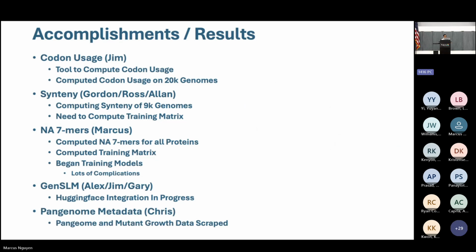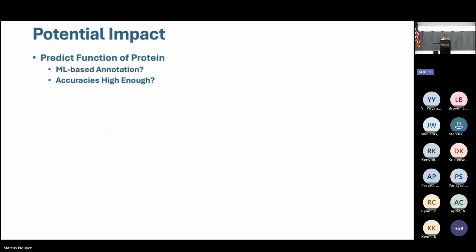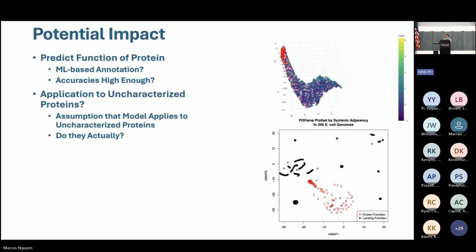Chris was the one that had that entire pan-genome metadata vector, and he finished data scraping for 2 of those 16 data sources. Potential impact would be gene function. Can we do an ML-based annotation system? Does that work? Are the accuracies high enough? And as of right now, they absolutely are not. But with more data, we don't know.